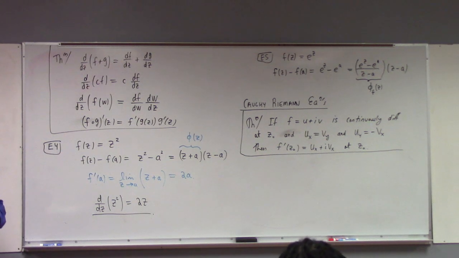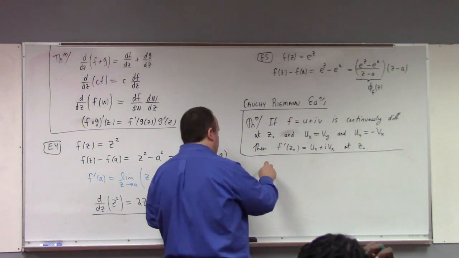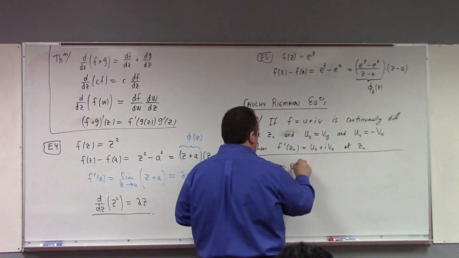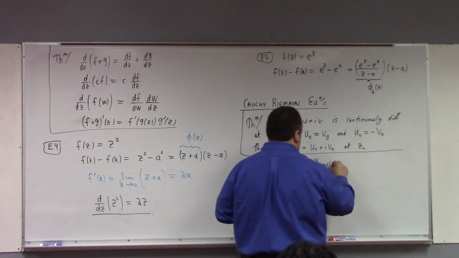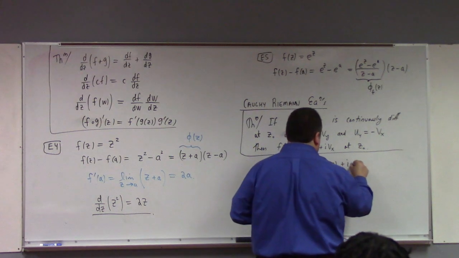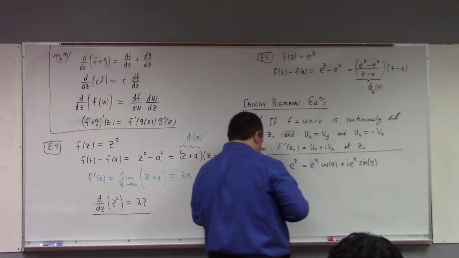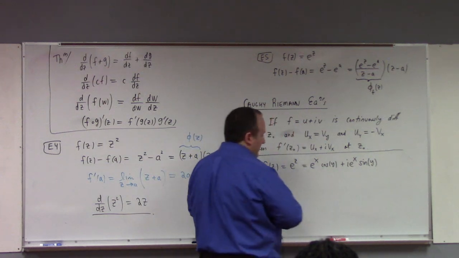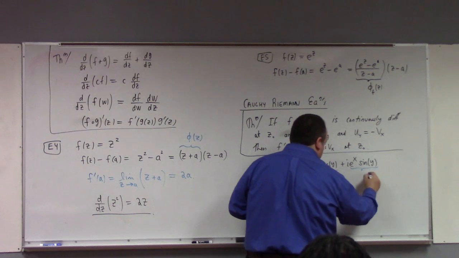So let's try the exponential in this way. I'm going to prove the theorem next, but check it out. So f of z is equal to e to the z, which is e to the x cosine y plus i e to the x sine y. That's your friendly neighborhood complex exponential. Here's the real component, u. Here's the imaginary component, v.